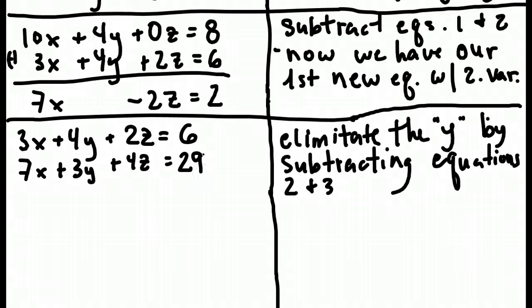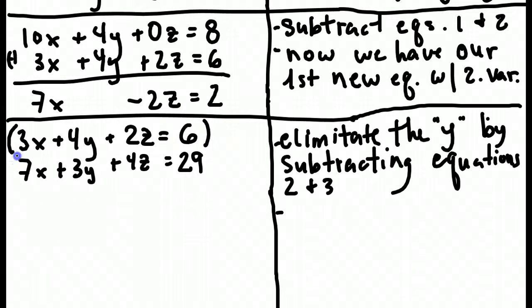All right, so we have to eliminate the y. That's the rule. So what are we going to do? We have a 4y and a 3y. What do we need to multiply each one by to get rid of the y? Multiply the first one by 3 and the second one by 4. Correct.